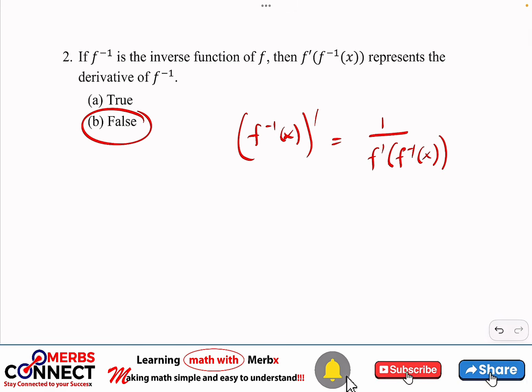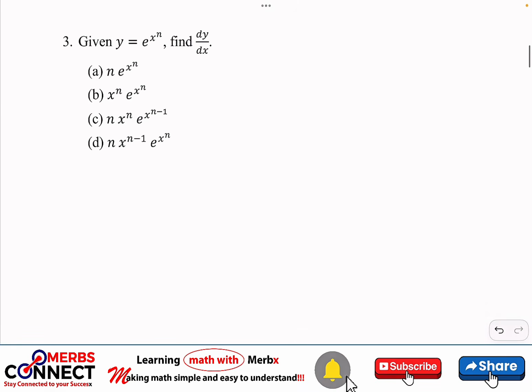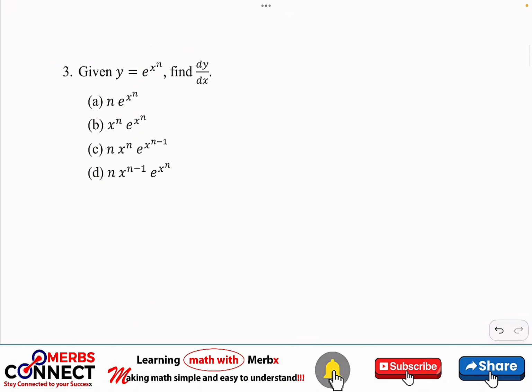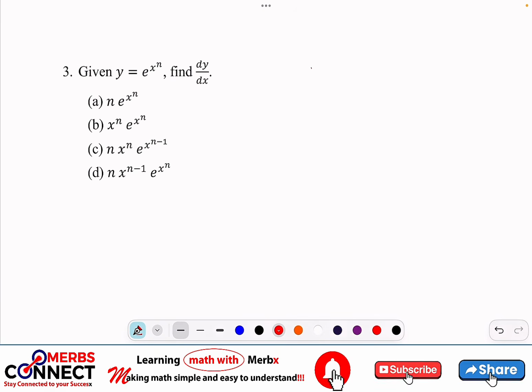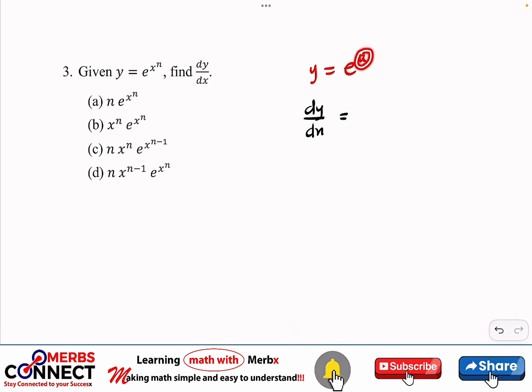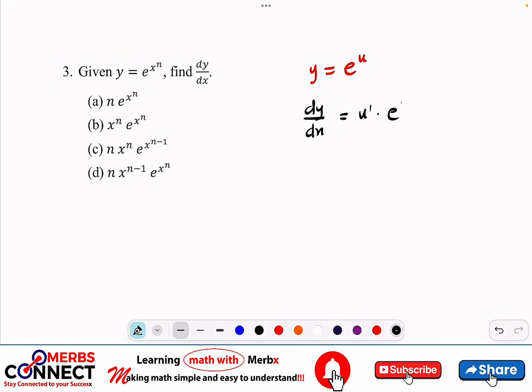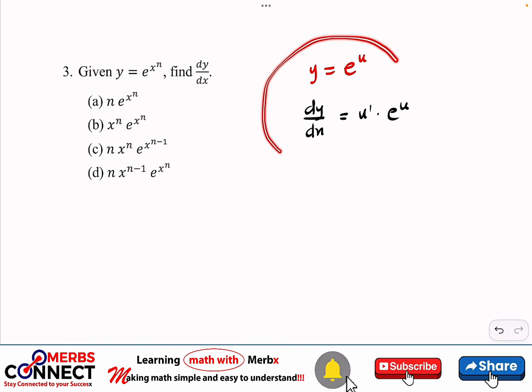Now let's move to question 3. We want to take the derivative of this function right here. All right, now let's recall the exponential function. So y is equal to e to the power, let me use u here. For us to differentiate the exponential function, we have dy over dx, which is equal to the derivative of what is on the top, which gives us u prime, then we multiply it by the whole function again. So if we recall this, then we can make use of this.